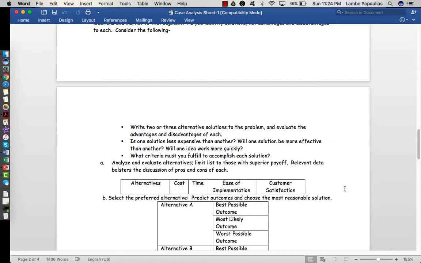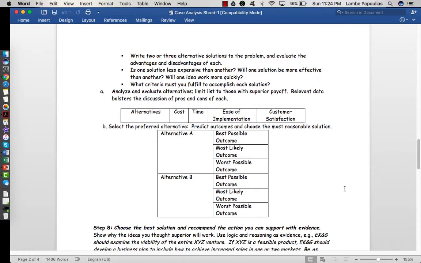Is one solution less expensive than the other? Will one solution be more effective than the other? Will one idea work more quickly? These are questions to keep in mind to figure out which solution is going to work the best. What criteria must you fulfill to accomplish each solution? So, analyze and evaluate alternatives. Limit the list to those with superior payoff. Relevant data bolsters the discussion of pros and cons of each. Select the preferred alternative, predict outcomes, and choose the most reasonable solution.